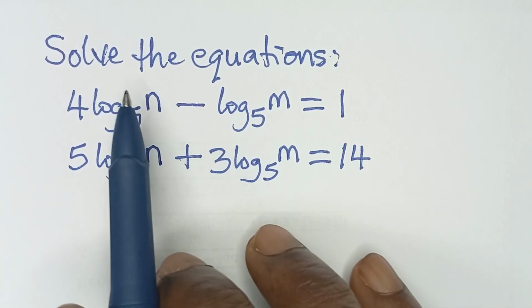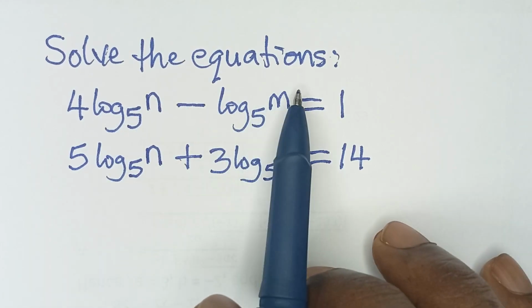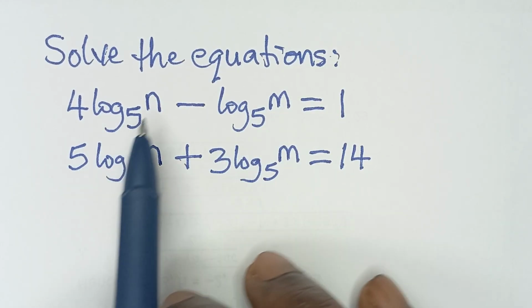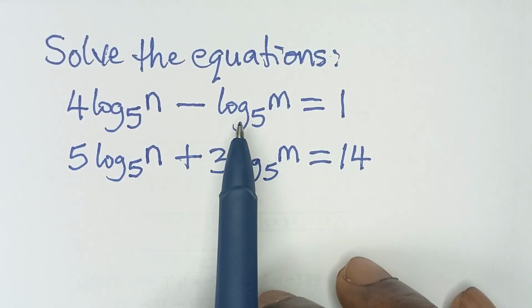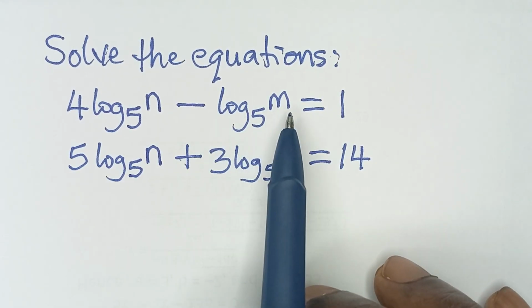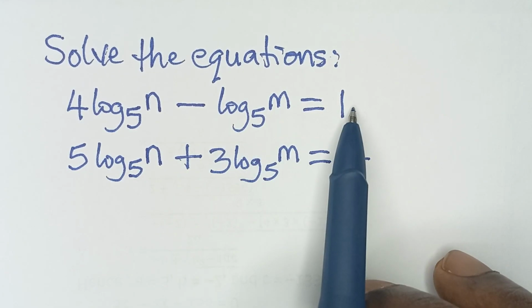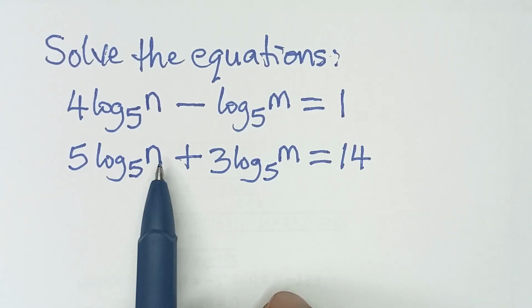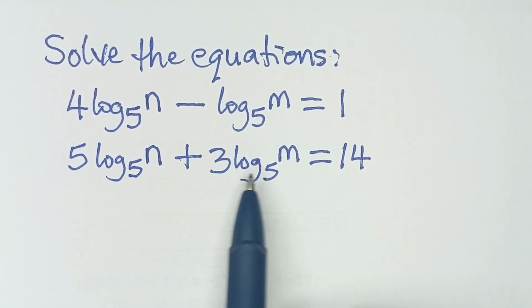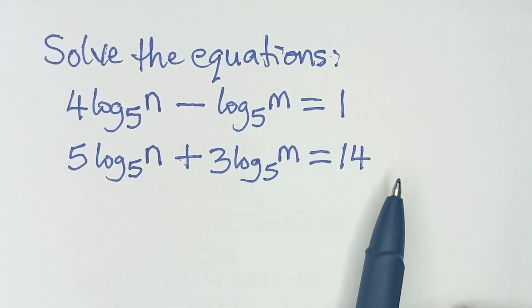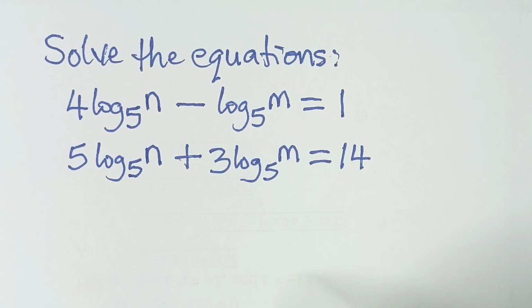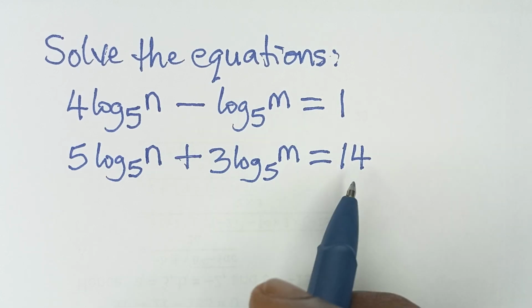The question says solve the equations: 4 log n in base 5 minus log m in base 5 is equal to 1, and 5 log n in base 5 plus 3 log m in base 5 is equal to 14. Now we're going to be applying the theory of logarithm in solving this problem.